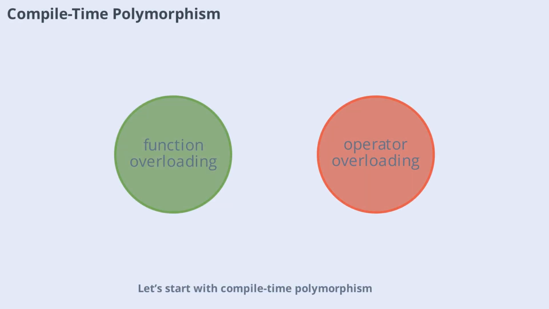Let's start with compile-time polymorphism. This type is resolved during the compilation of your program. It's achieved through function overloading and operator overloading. With compile-time polymorphism, the compiler determines which function or operator to invoke based on the arguments provided. This leads to faster execution since the decision is made before the program runs.